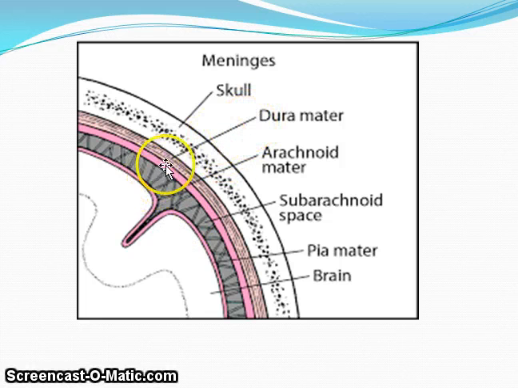First one is the dura mater, that is the outer one, arachnoid mater, that is the middle one, and this is the subarachnoid space, right? And here the most inner one is the pia mater, and this part is the brain and this part is the skull. I hope this is clear, the 3 layers of the meninges.